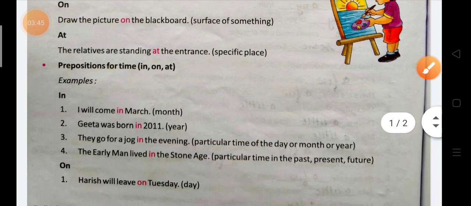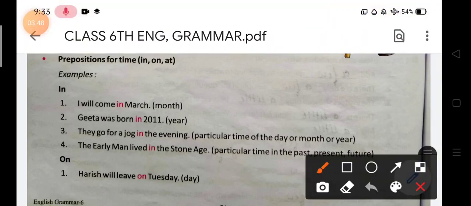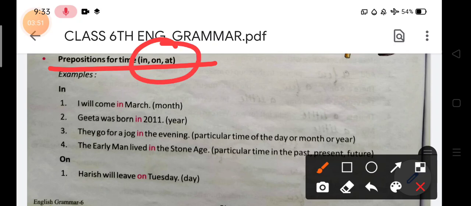After that, you have seen already the prepositions for time. All the prepositions that are used for time are the same prepositions, in, on, at, and here they were used for time. As you can see: I will come in March. Geeta was born in 2011. They go for a job in the evening. The early man lived in the stone age.